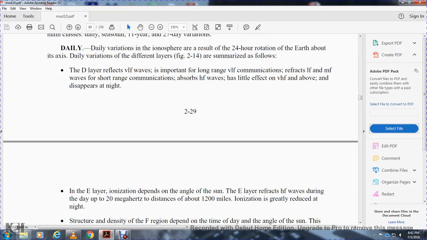The E layer ionization depends on the angle of the sun. The E layer refracts high-frequency waves during the day at 20 megahertz over a distance of 1,200 miles. The ionization is greatly reduced at night.